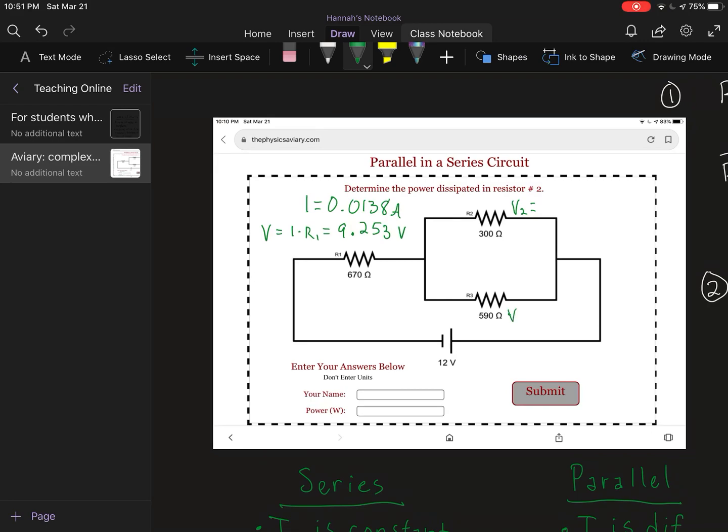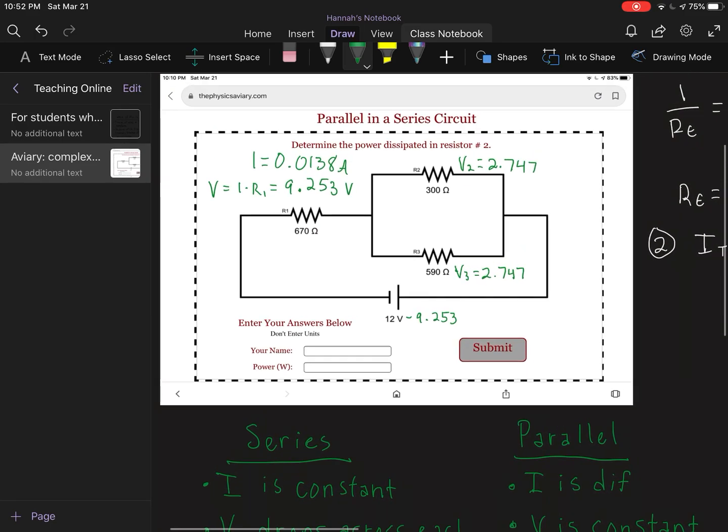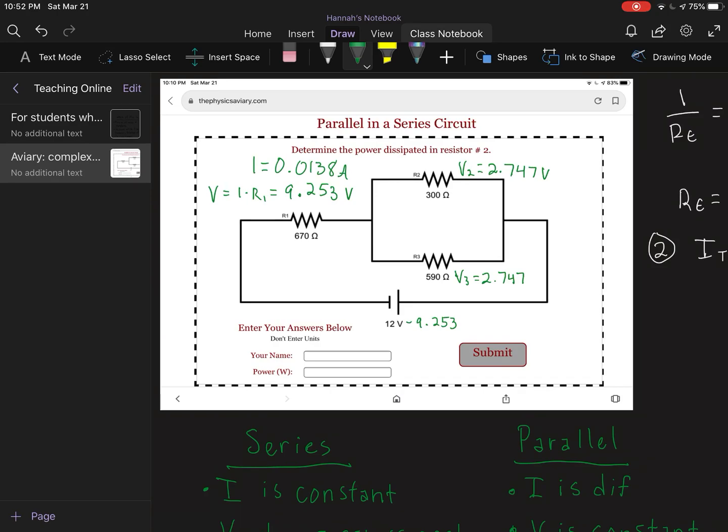Okay. So what this tells me is now I'm going to figure out the voltage for resistor 2 as well as resistor 3. I'm going to subtract 12 minus 9.253. Okay, and that is giving me 2.747. And remember, we said that in a parallel circuit, your voltage is constant. Okay, so it's the same across resistors 2 and 3.